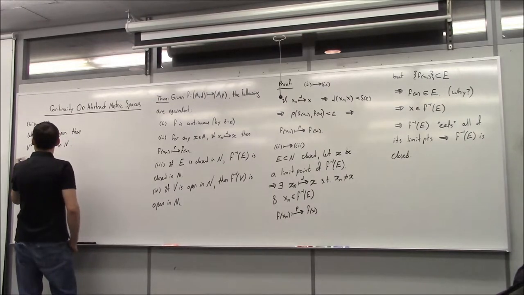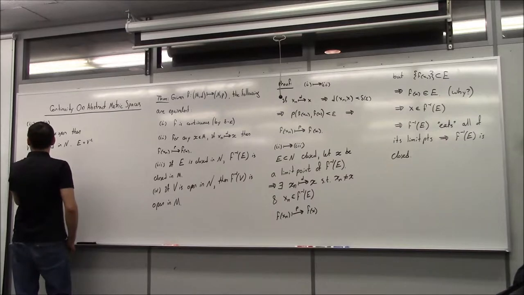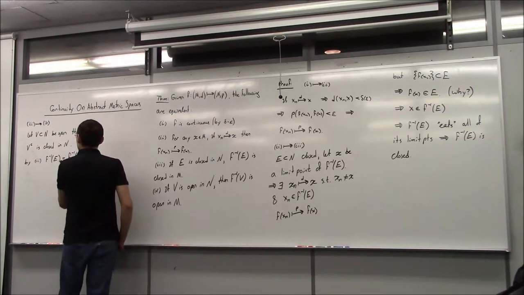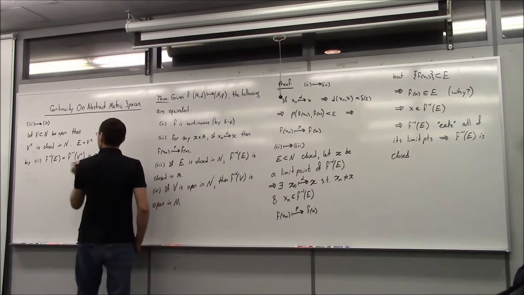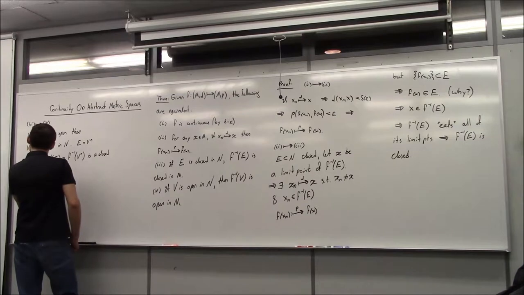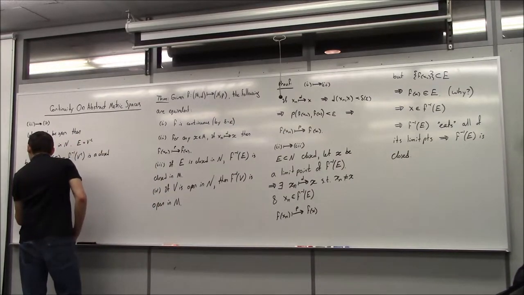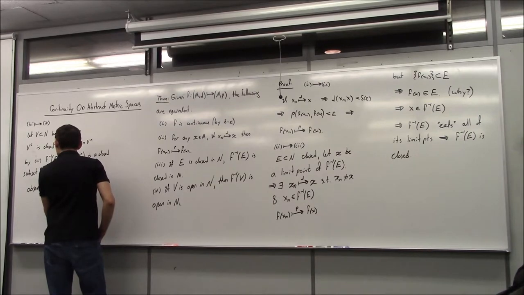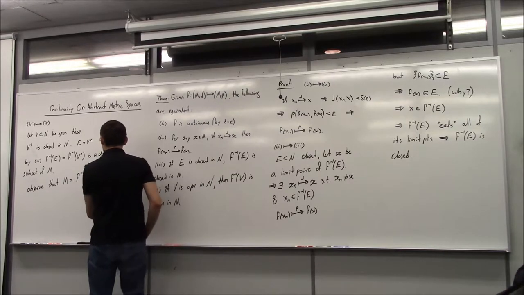So then what I do is we can think of E being equal to V complement, and then by condition 3, F inverse of E, which is the inverse image of the complement, is a closed set of M. And what does this imply? Now observe that M will be equal to the union of F inverse of V and F inverse of V complement.